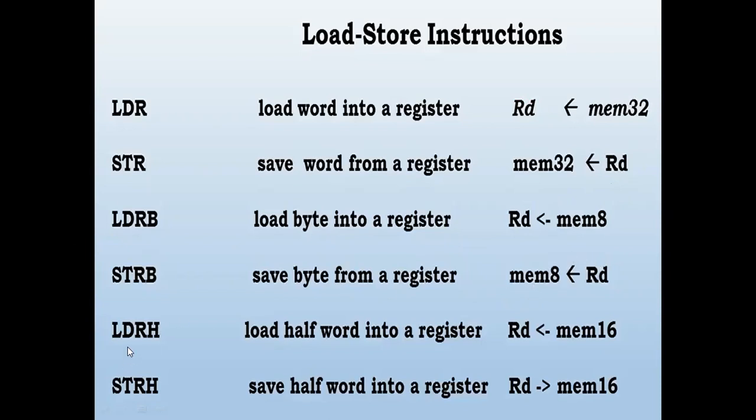And this is load half word, load half word into the register. So that means you are loading a 16-bit value, that is a 2-byte value, into the register. Store half word means save the half word from the register. So that means whatever the 16-bit value is there, you are storing into the memory location.